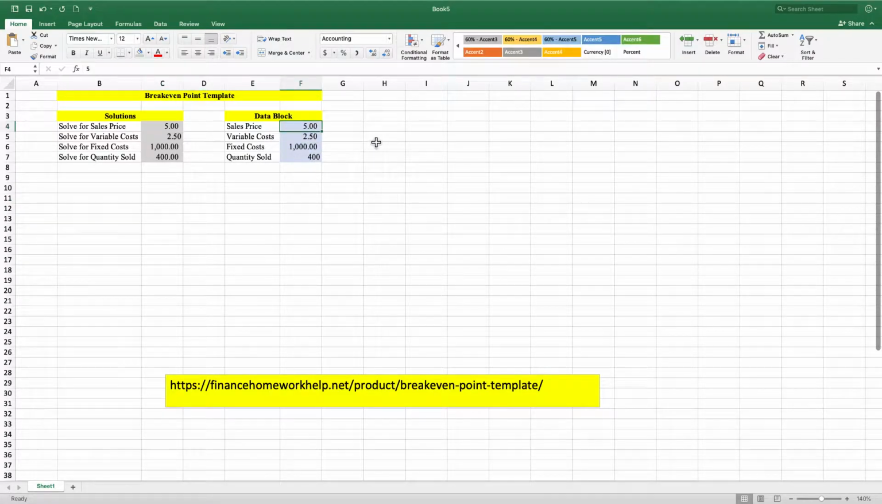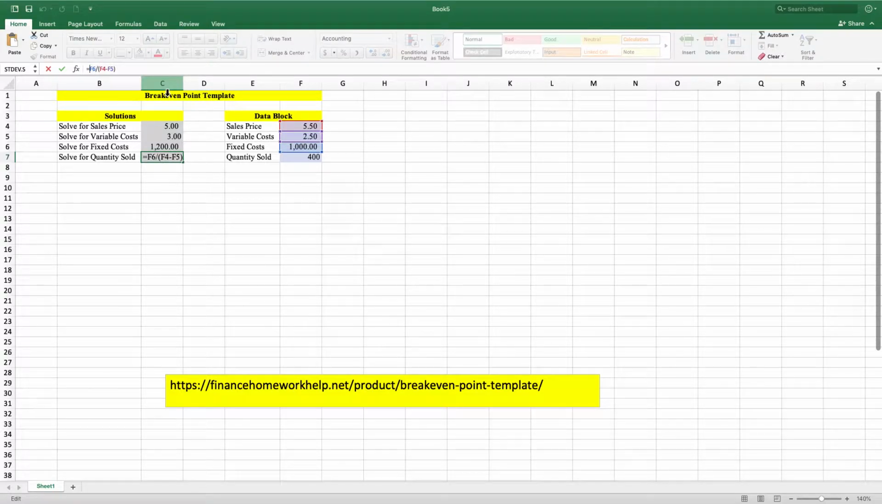So let's say we change the sales price to $5.50, and so once we change the sales price to $5.50, this tells us the quantity sold is going to be 333.33. Well, guess what? We can't sell 0.3333% of an item. So what we want to do is we want to round this up.